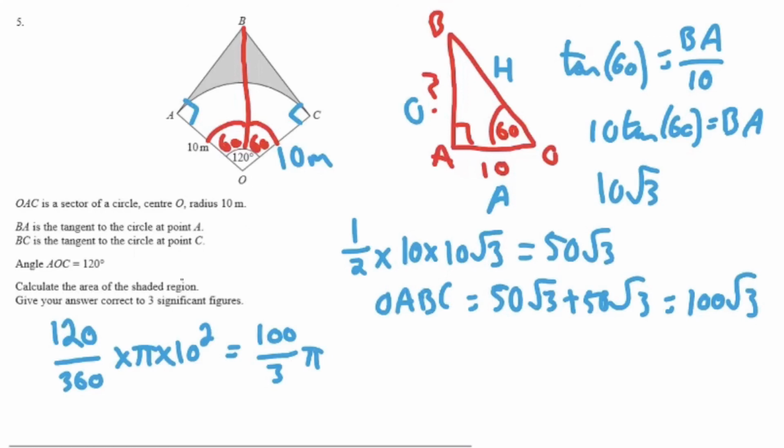I know the answer at the end is saying in 3 significant figures. But again, that's more for the final answer. You don't have to adhere to that rule in any other stage of your working. So here we have the quadrilateral, we have the sector. Shaded region now will just have us taking them away from each other. So 100 root 3 minus 100 over 3 pi. Put this all back into your calculator, and you at last will get a shaded region of, to 3 significant figures, 68.5 metres squared.